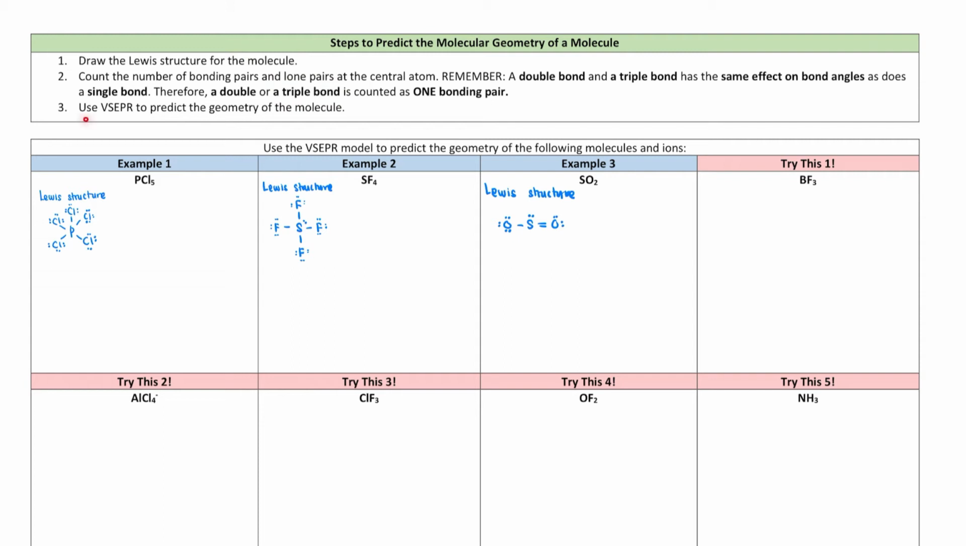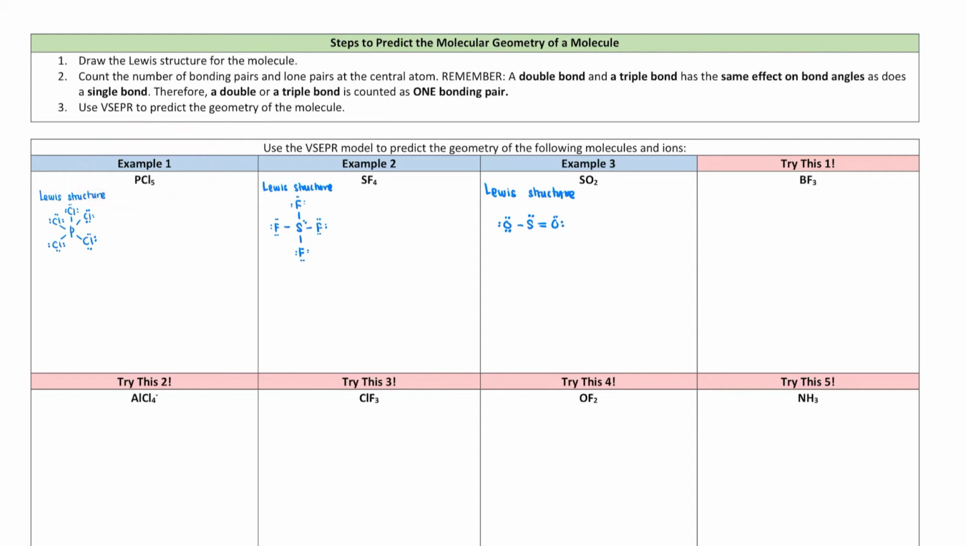Okay, and then use VSEPR to predict the geometry of the molecule. Okay, so kiranya once kita dah tahu berapa bonding pair, berapa lone pair, kita boleh determine electron pair dia, kita boleh determine dia punya basic shape dalam VSEPR, and then from there kita boleh agak lah kalau dia ada satu lone pair apa shape dia, dua lone pair apa shape dia, and so on. Okay, so let us start with this example.